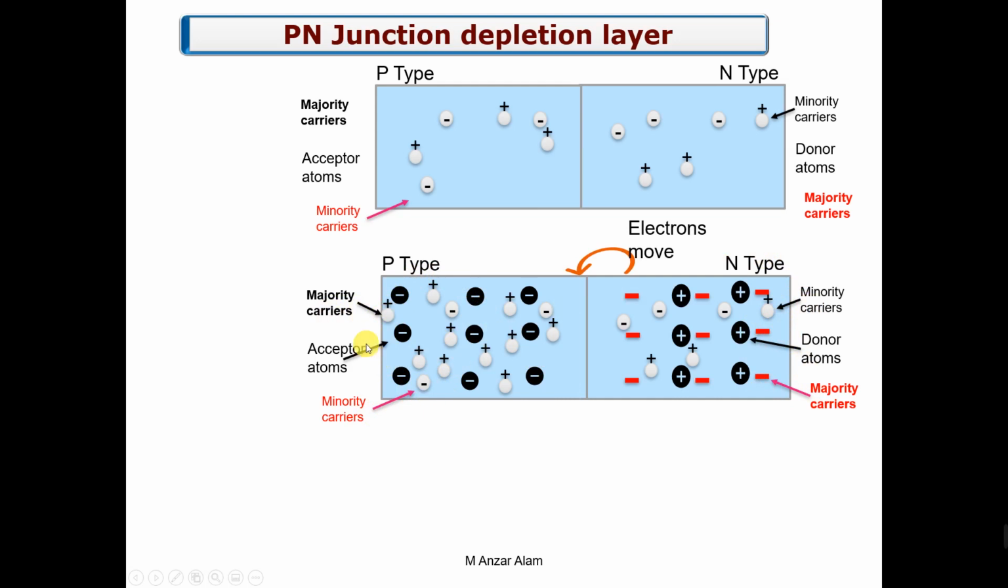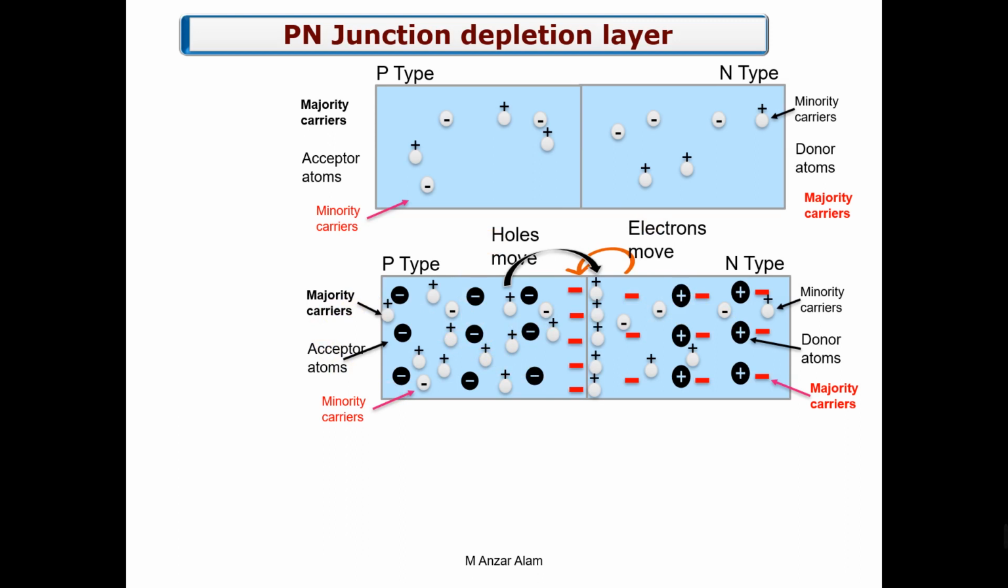What happens soon after the doping? Because this is a single silicon crystal, after doping the majority carriers, the electrons, will try to move from this side to this side because it has plenty of holes. So this will move from right side to left side. And the holes, the p side has plenty of holes and the other side has plenty of electrons, so the holes will try to move here.